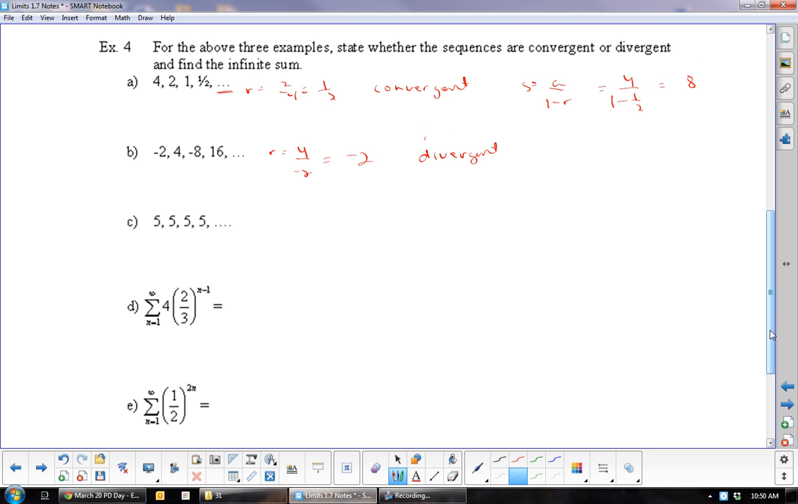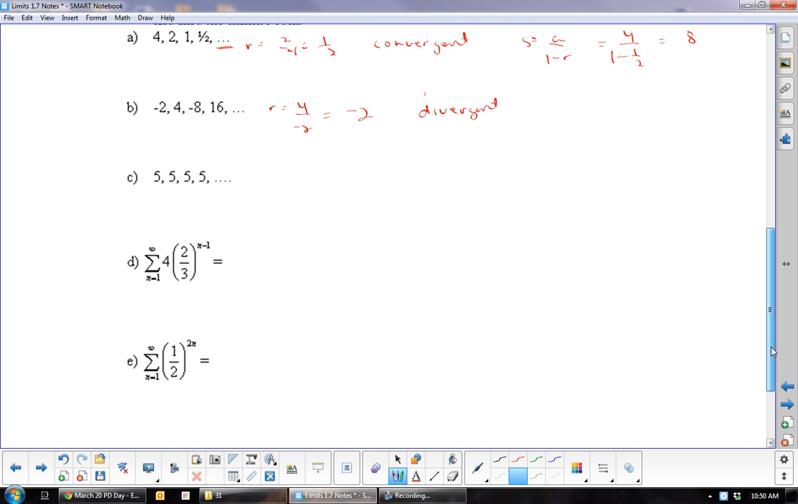Okay, C, would that be convergent or divergent? r equals 1, so that's divergent. It must be less than 1.